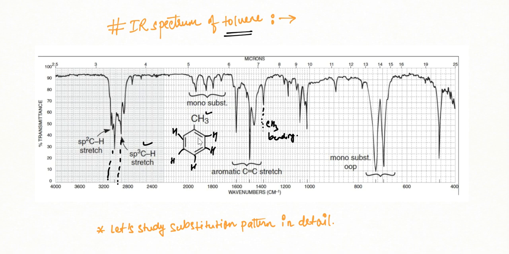Then we have the carbon-carbon double bond. This is our carbon-carbon double bond, and this is the stretching peak. The carbon-carbon double bond stretch is going to appear from 1500 to 1600 for the aromatic system.